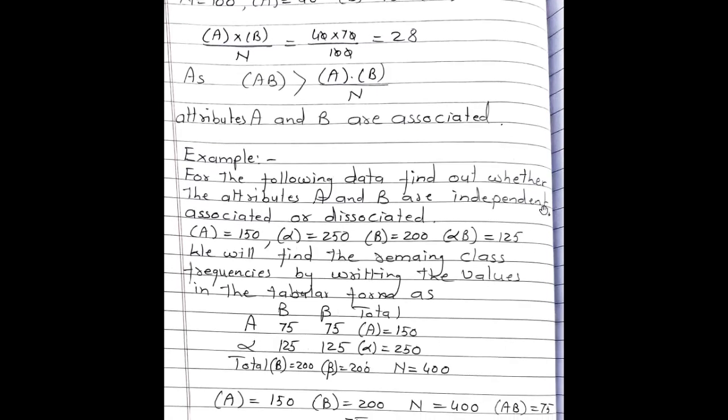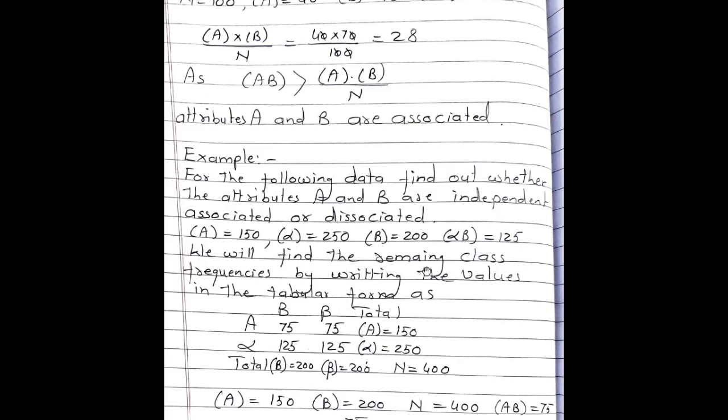Next example. For the following data, find out whether the attributes A and B are independent, associated or dissociated. Exactly parallel problem we have. Frequency of A is given as 150. Frequency of alpha is 250. Frequency of B is 200. And frequency of alpha B is given as 125.